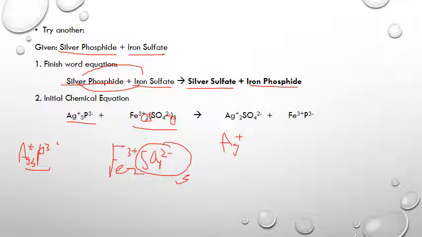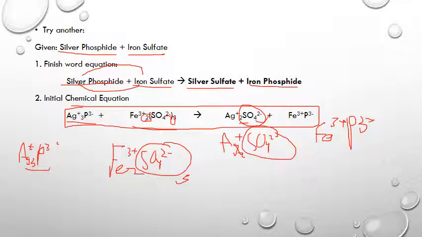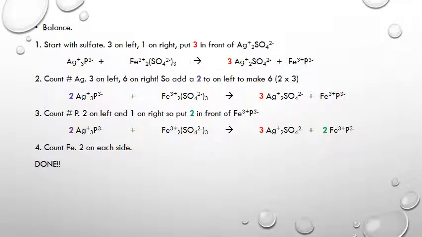Then silver sulfate, Ag. Those charges don't change. SO4, 2 minus. Okay, so it's Ag2SO4. Then iron phosphide is Fe 3 plus. Phosphide is 3 minus. Same charge, don't have to crisscross, so this is your initial formula to balance.